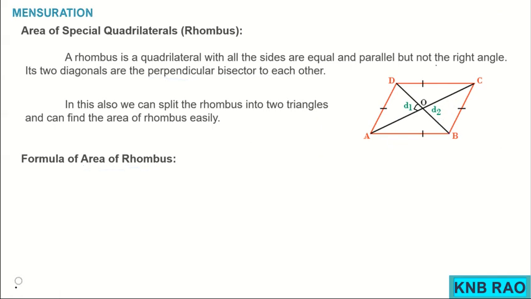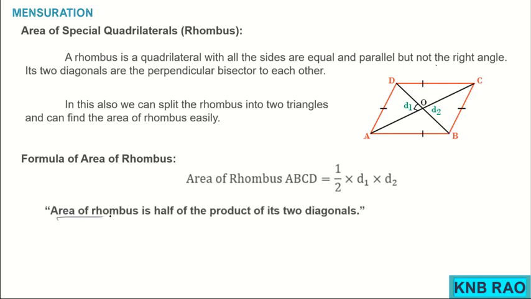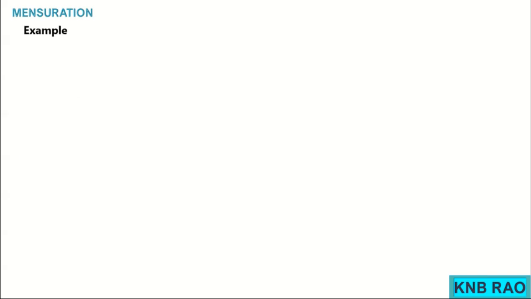Let me wipe it out. Here the area of the rhombus is half d1 into d2. So, the area of a rhombus is half of the product of its two diagonals. The product of the two diagonals will be halved to get the area of the rhombus. So, let us go for solving one example.